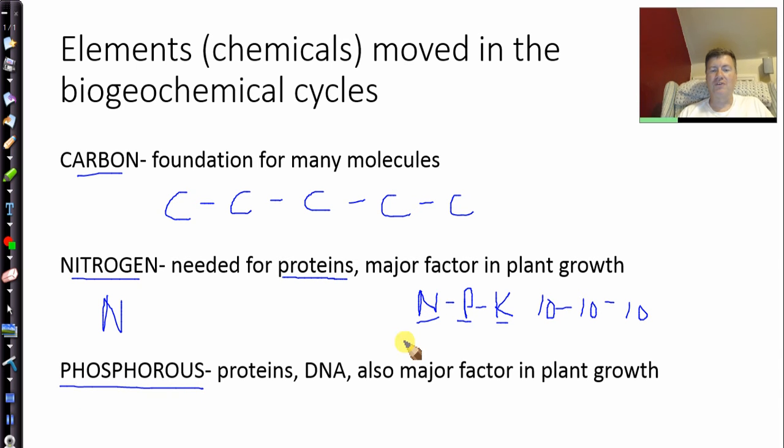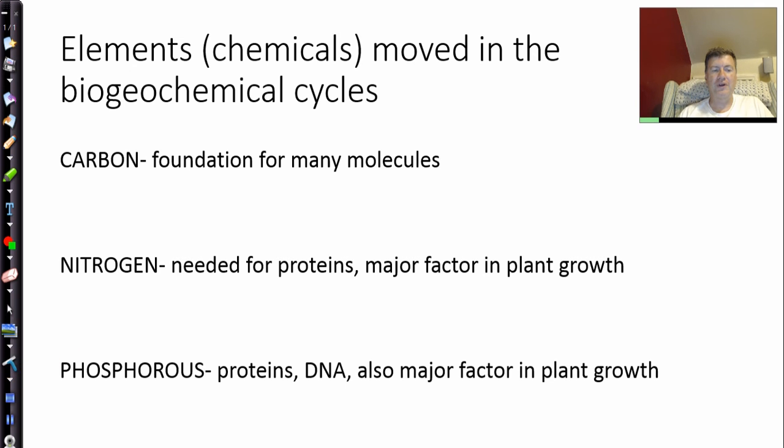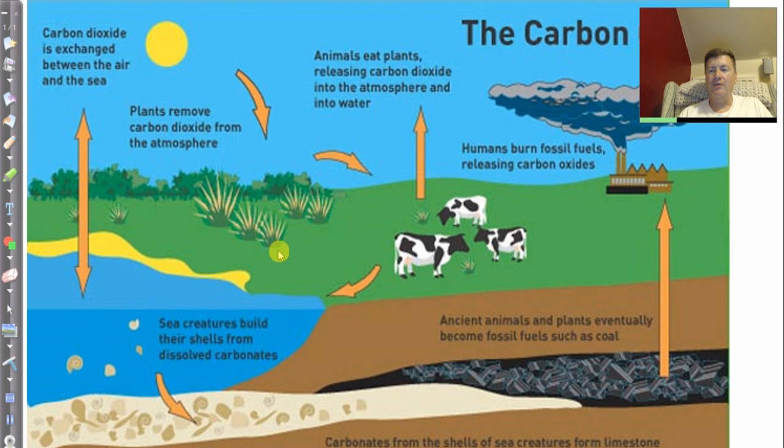And then phosphorus. It's another one of those major ingredients for plant growth. But we're also going to find it in proteins and in DNA. So these are the 3 major elements that cycle through living things as well as a non-living part. So let's have a look at first the carbon cycle.